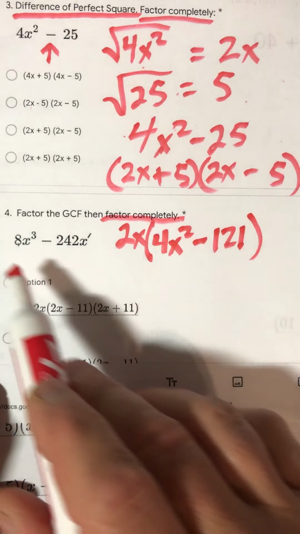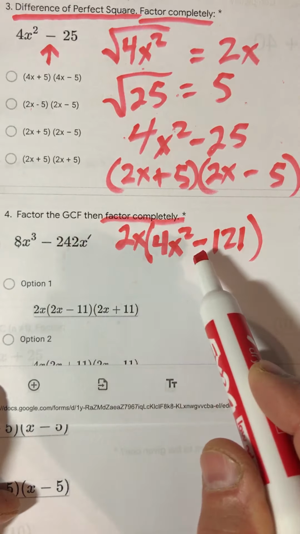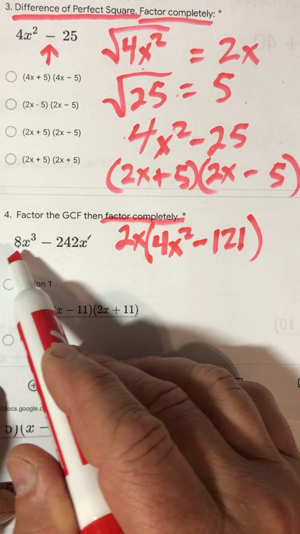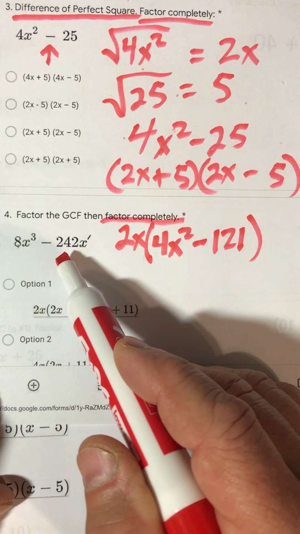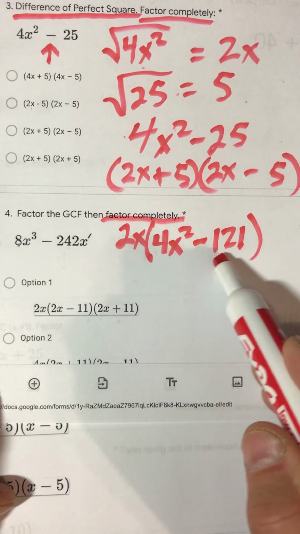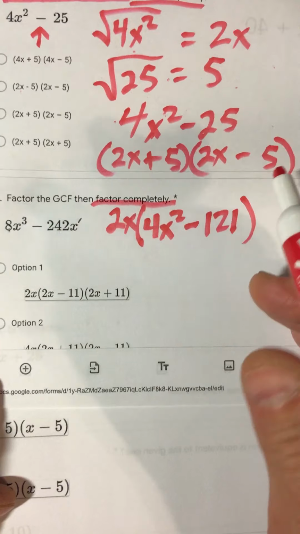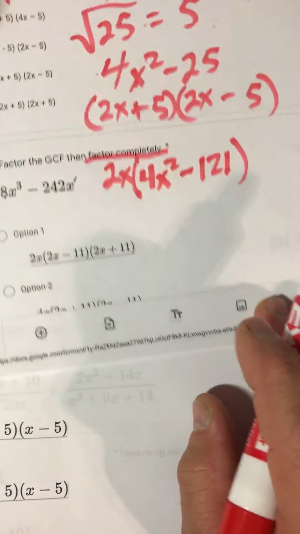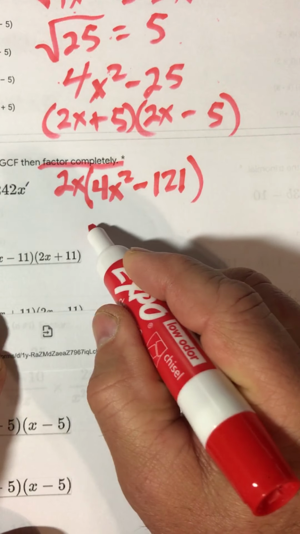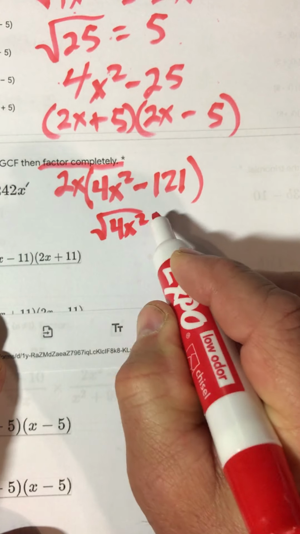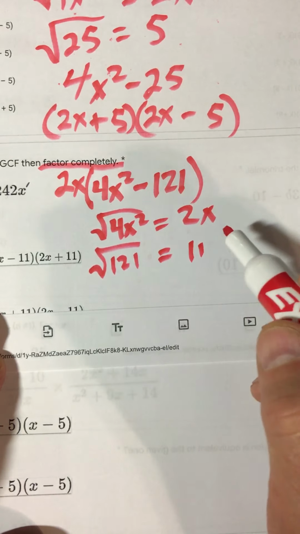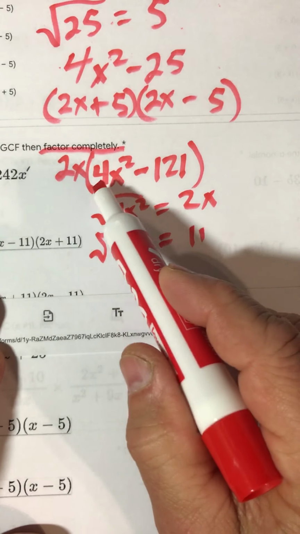So what we've done here was factor out the GCF, because these aren't perfect squares, right? 8 is not a perfect square, neither is 242. So once we factored out the GCF, we see that we have perfect squares here. In other words, when you take the square root of 4x squared, we get a 2x. When you take the square root of 121, you get 11, right? So this is a difference of squares.